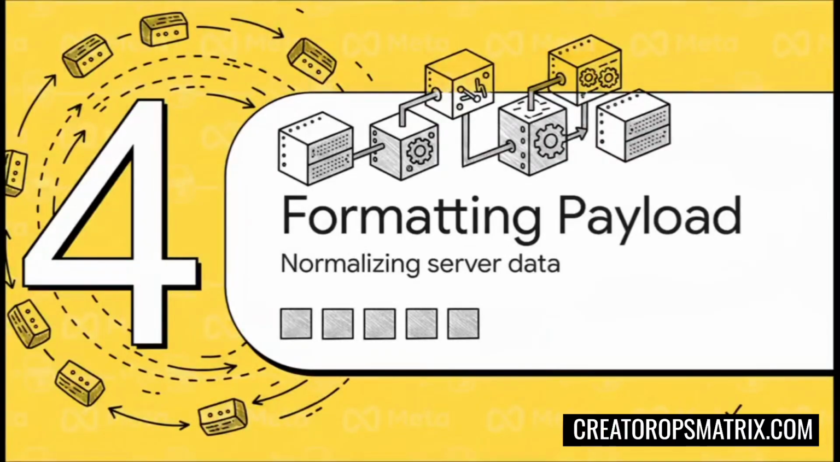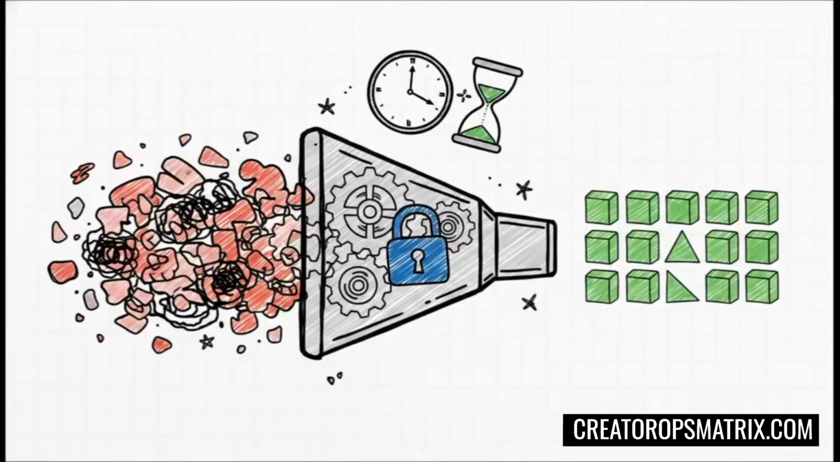Section 4. Formatting the perfect payload, normalizing your server data. Capturing the data is just step 1. Now you have to format it perfectly. According to Meta's strict developer guidelines, all personally identifiable information, or PII, has to follow exact rules before you send it. You gotta normalize it, make it all lowercase, and remove any white space. Then apply SHA-256 hashing to emails and phones.